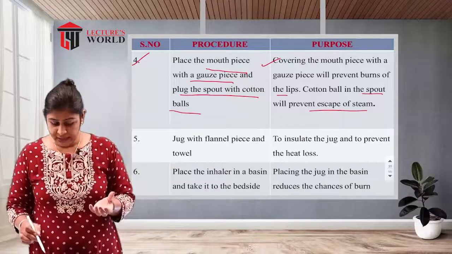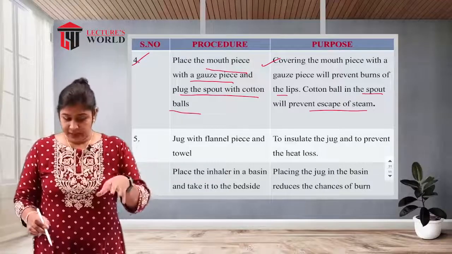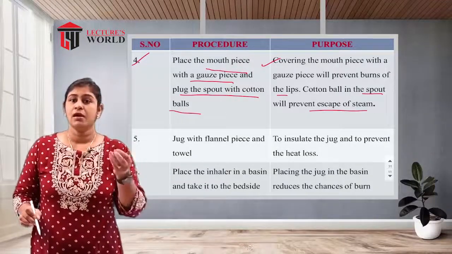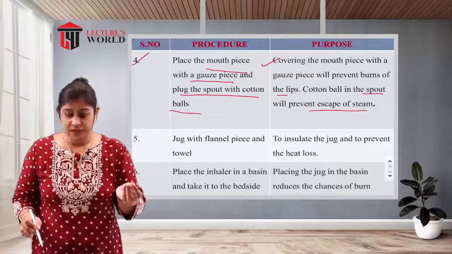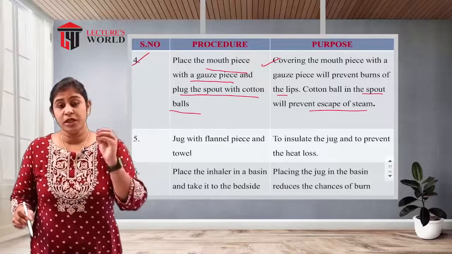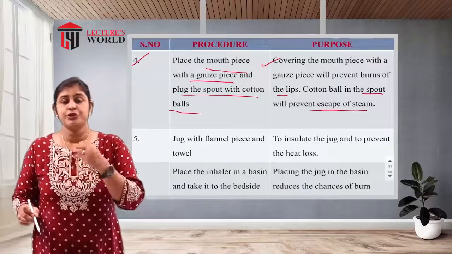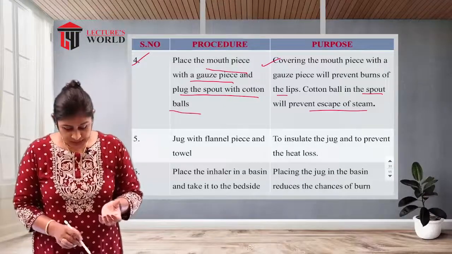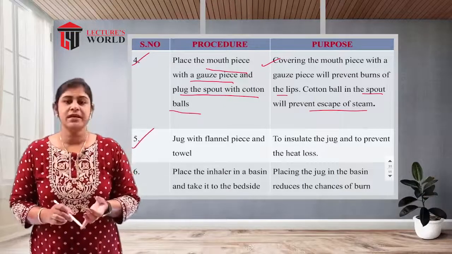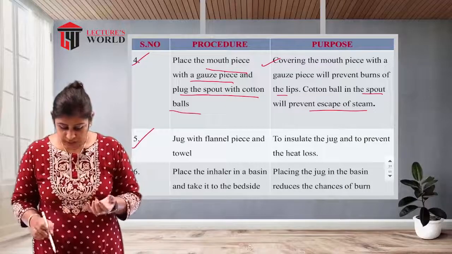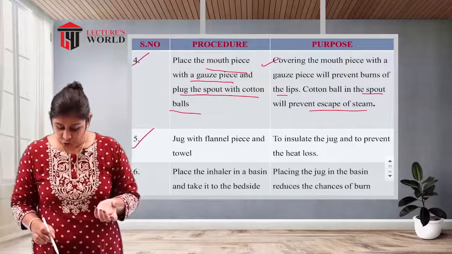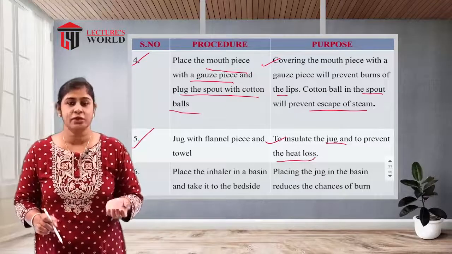Okay, so we can say covering the mouthpiece will prevent the burns, and if we are putting the cotton balls in the spout, it will prevent heat loss. Next point is to cover the jug with a flannel piece and a towel. In that, the purpose is to insulate the jug and to prevent the heat loss.